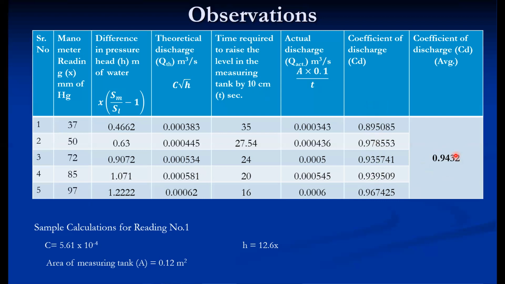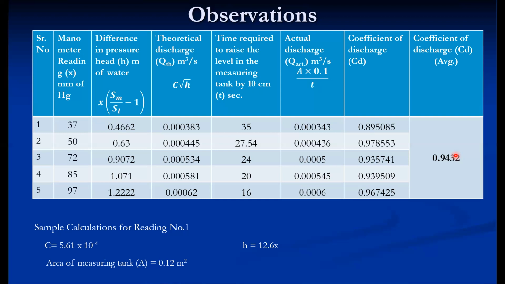This is the experimental value of coefficient of discharge. The determination of coefficient of discharge is called the calibration of venturimeter. This is a small range we have considered. Actually, CD also varies with the flow rate, but for the given range, we can consider this CD value as a constant.